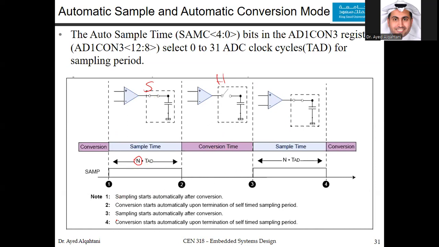It's detailed here. In number 1 here, the samples start automatically after the conversion. So we actually make this automatic. For number 2, which is here, conversion starts automatically, which is basically the auto conversion. So that's auto conversion here. And we have here auto sampling.